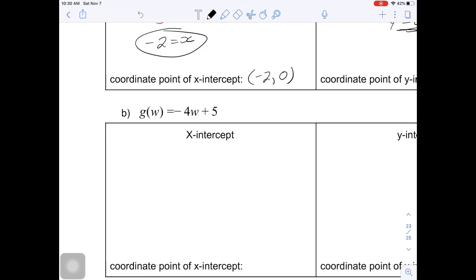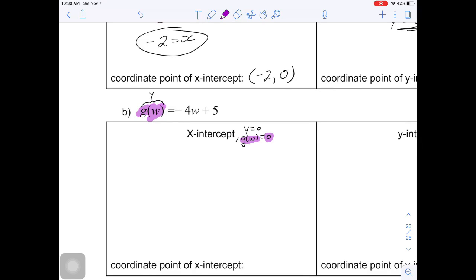And at this point, your x-intercept, again, is when y equals 0. Well, in this case, y is represented as g of w. So it's also known as when g of w equals 0. So I'm going to replace g of w with 0. So this will become 0 equals -4w plus 5.